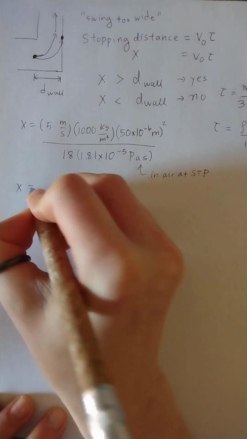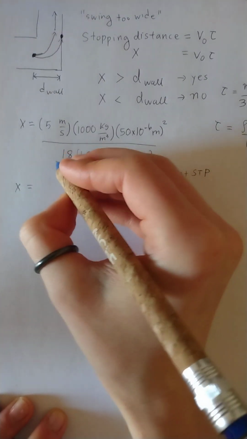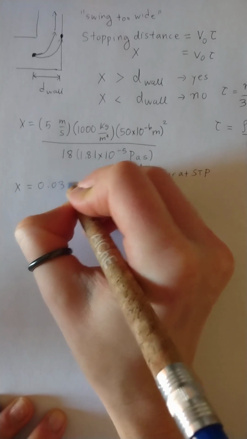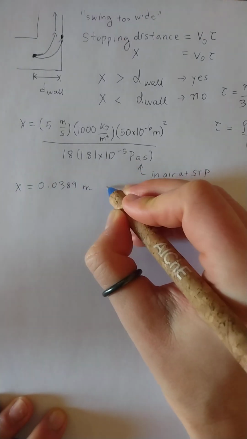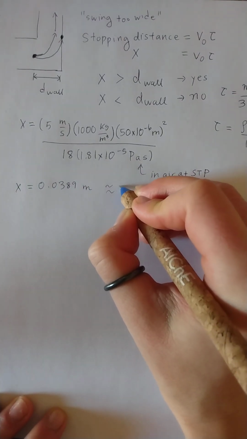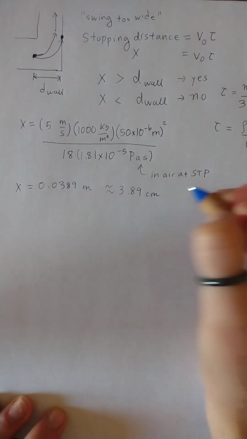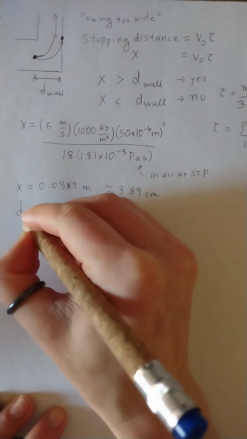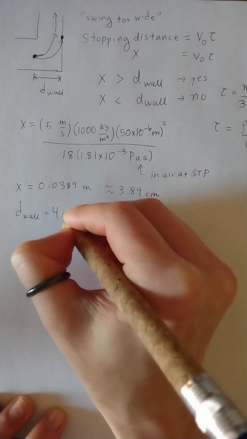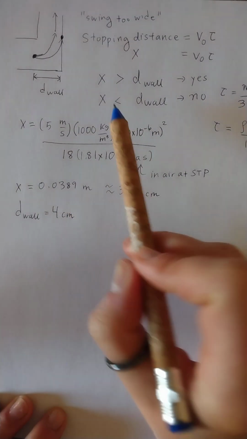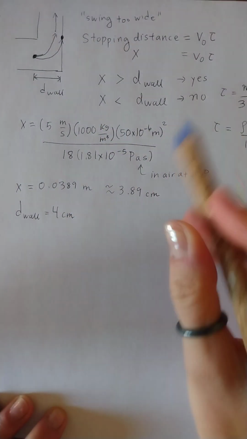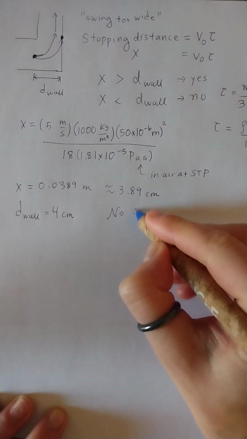So then if we plug in all of these values, we get a stopping distance which is 0.0389 meters, or about 3.89 centimeters. And since we were initially given the separation of the wall to be 4 centimeters, then our stopping distance is less than the distance to the wall, and so no, the particle does not hit the wall.